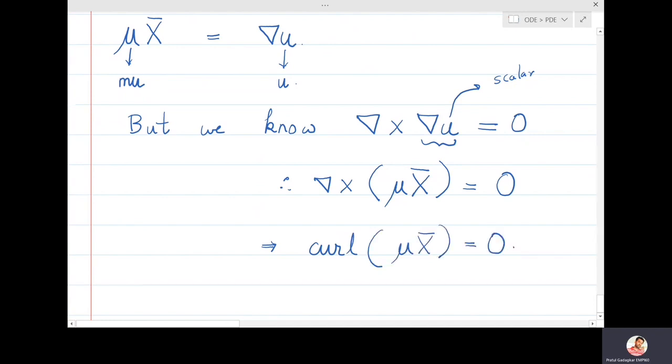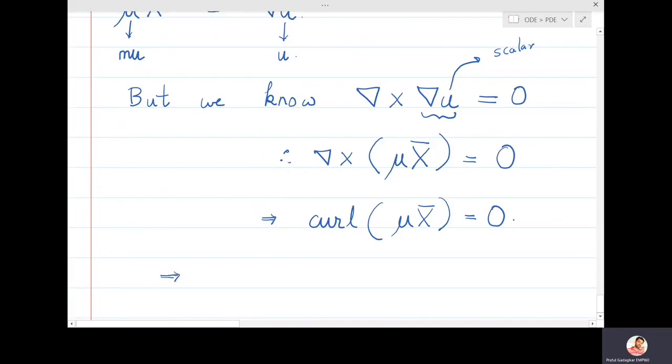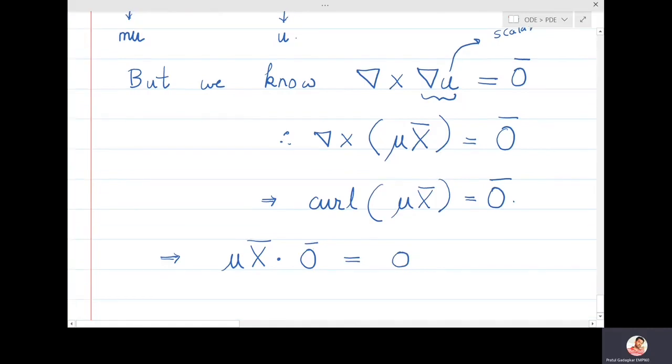Zero. Therefore, when I take the dot product of this with any quantity, so mu x bar dot the zero vector, it will also be equal to how much? Will also be equal to zero. This is a scalar zero.